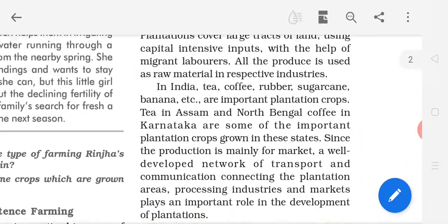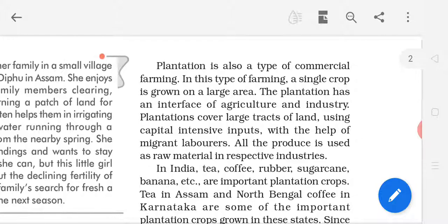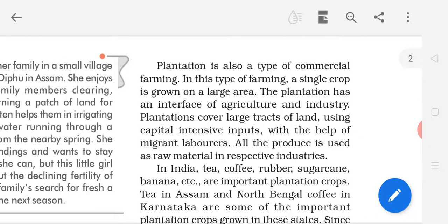Now students, see this paragraph. Now I am reading about our remaining paragraph. Plantation is also a type of commercial farming. So this is, we can say, an example of commercial farming. Plantation is one of the types of commercial farming. Plantation is done for earning more and more money. In this type of farming, a single crop. So what is a plantation? So here we can see the definition.